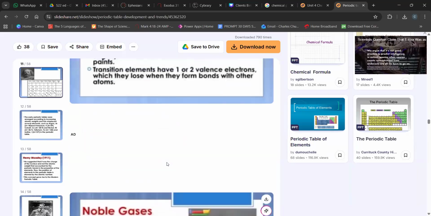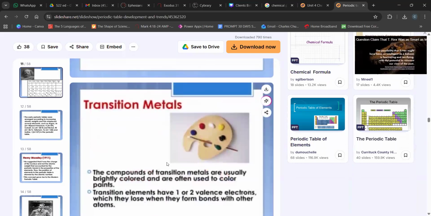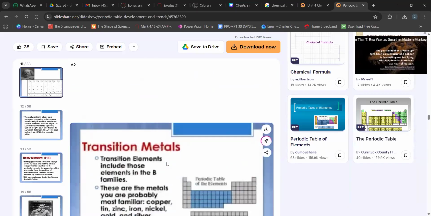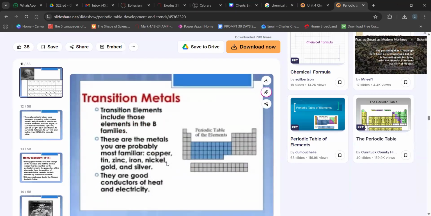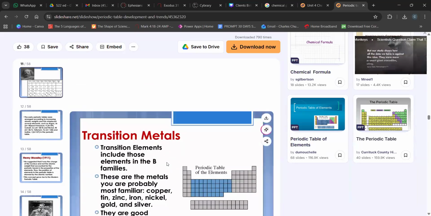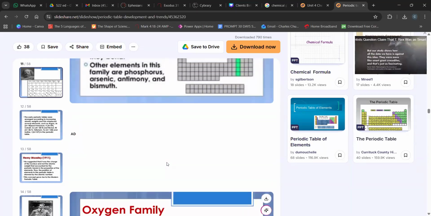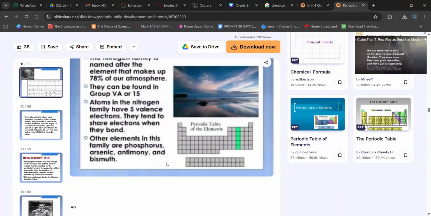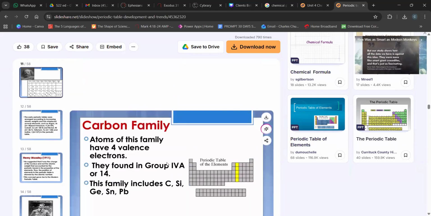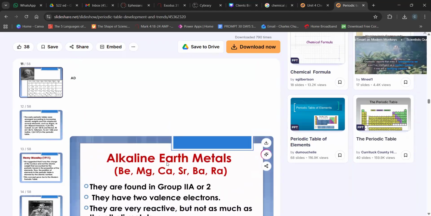Did you guys talk about the 2, 8, 1 configuration? Something like that. The one that has two electrons in the first shell and 8 in the second shell, so on and so forth, stuff like that. Did you guys talk about that?